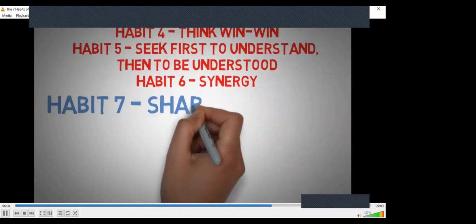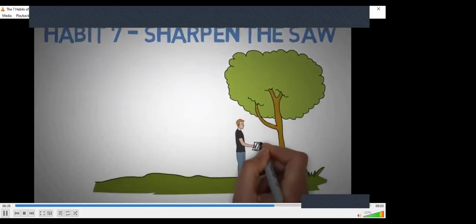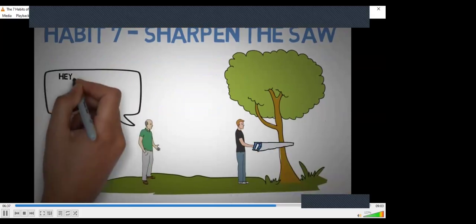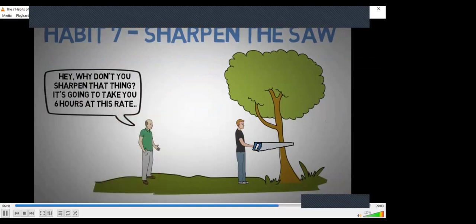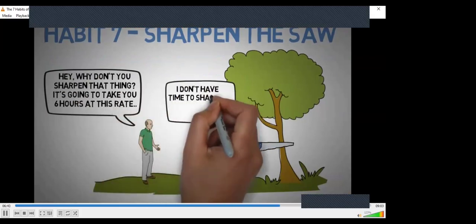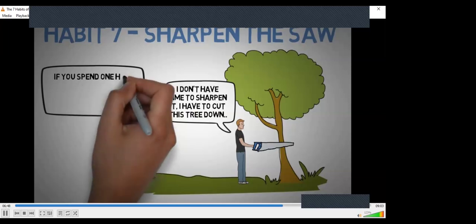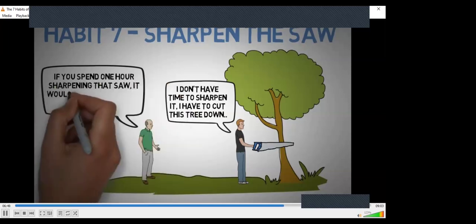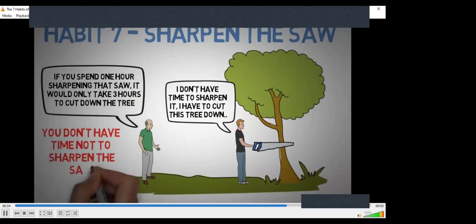The last habit, habit 7, is to sharpen the saw. Let's say you see a guy cutting down a tree with a dull saw. You say, hey, why don't you sharpen that thing? It's going to take 6 hours at this rate. He says, I don't have time to sharpen it, I have to cut this tree down. You explain, if you spend 1 hour sharpening that saw, it'll only take you 3 hours to cut down the tree. You don't have time not to sharpen the saw.